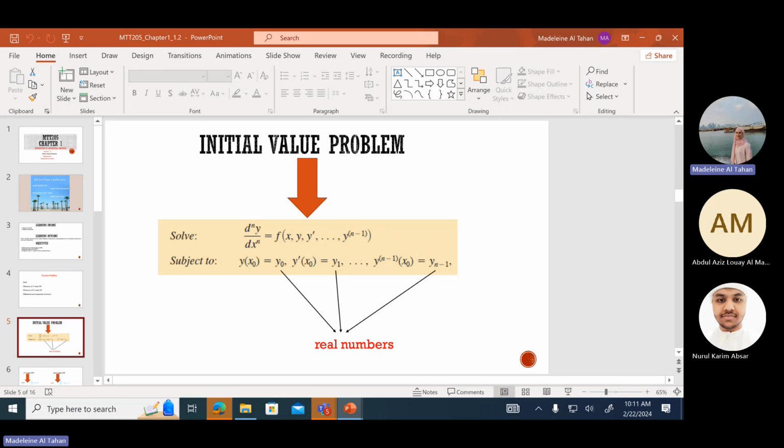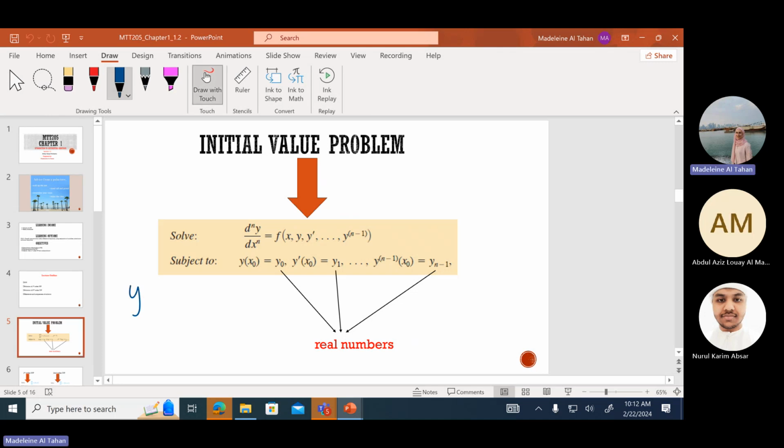So what do we mean by initial value problem? We have already a differential equation, like y prime plus y equals 0, or y triple prime minus xy equals 100 x cubed, and so on. And we have an initial condition. When we say subject to, it means the initial condition. The initial condition should be at a certain value. Here we are saying x naught, but this x naught can be 0, can be 1, can be 2.